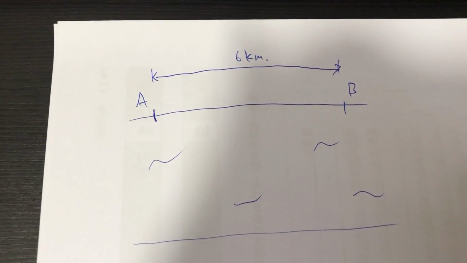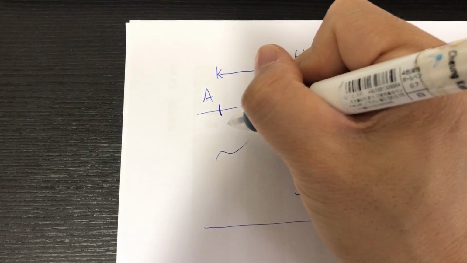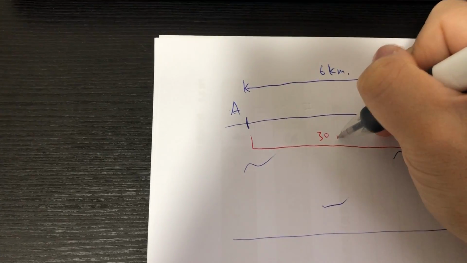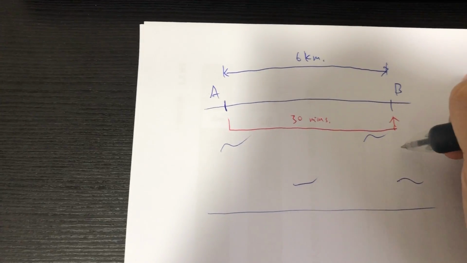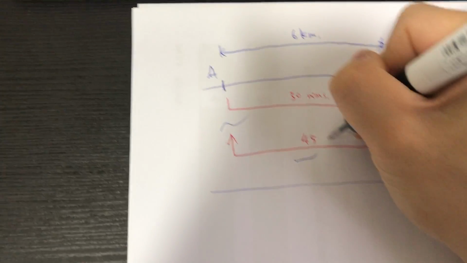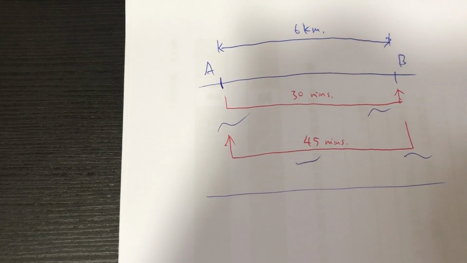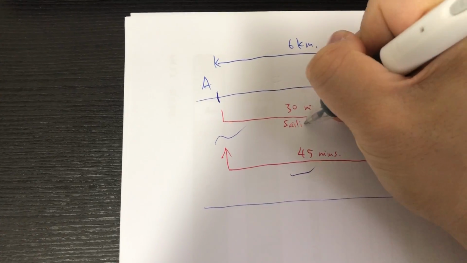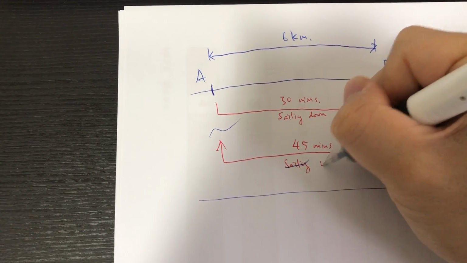And then it says that the boat takes 30 minutes for sailing down from A to B. That means it sails from A to B for 30 minutes. And then it sails from B to A, in a different direction. It used 45 minutes to sail. A to B is sailing down, and B to A is sailing up.